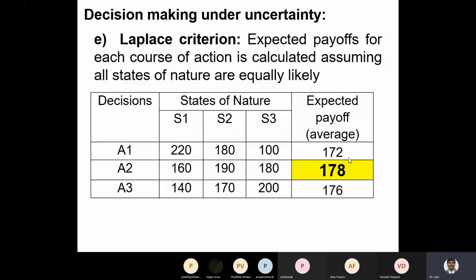So in this situation, the decision maker may make a simple assumption. He may assume that all states of nature are equally likely. It means that there are equal chances of occurrence of each state of nature. For example, here he can assign probability 1 by 3 to S1, S2, and S3 respectively.